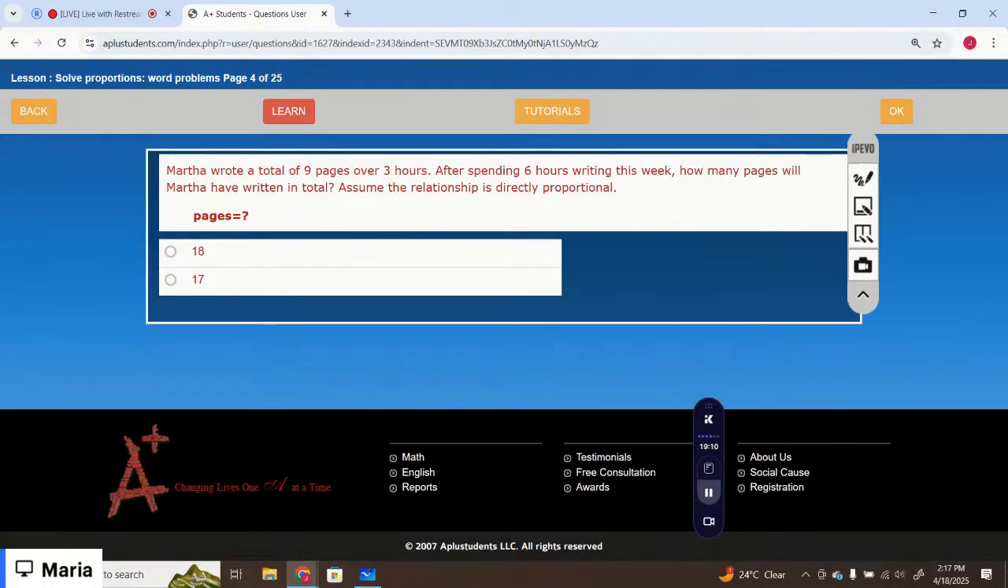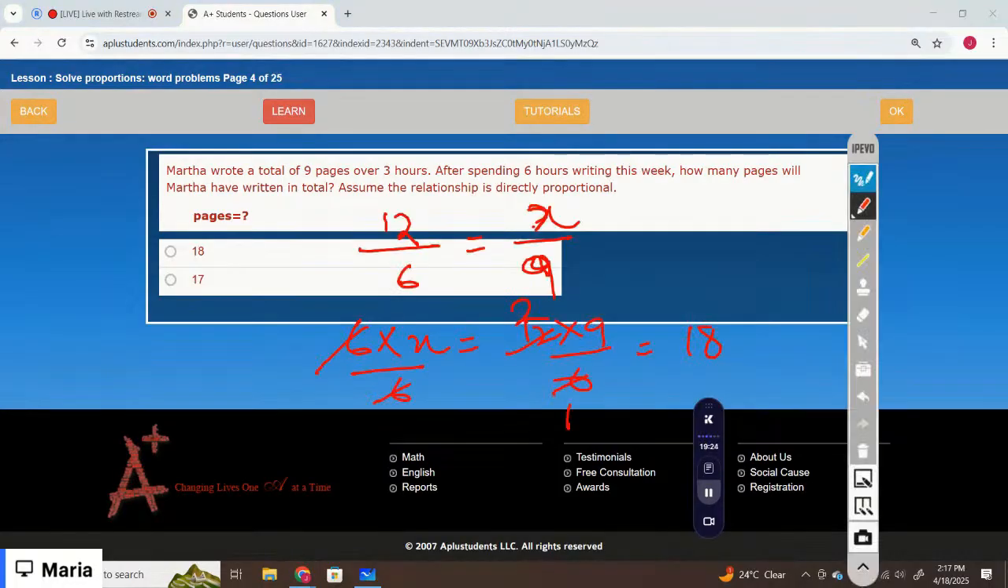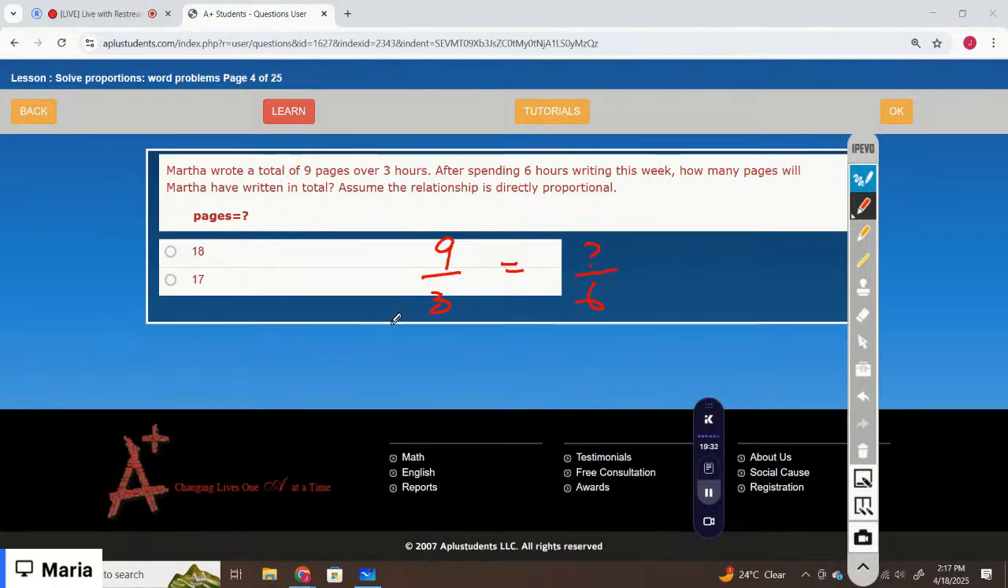Martha wrote a total of 9 pages over 3 hours. After spending 6 hours writing this week, how many pages will Martha have written in all? So you have to calculate 9 pages over 3 hours. So how many pages over 6 hours? So which is the correct option?